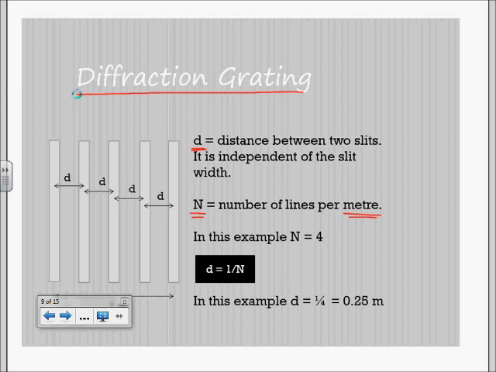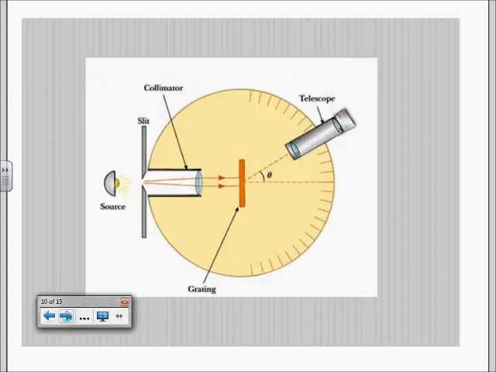If it says per millimeter, we need to convert to per meter. So a simple example, if n is 4 lines per meter, then the separation between the slits will be 1 divided by 4, or 0.25 meters. You do need to take note of that because that's somewhere people often slip up in doing these calculations.